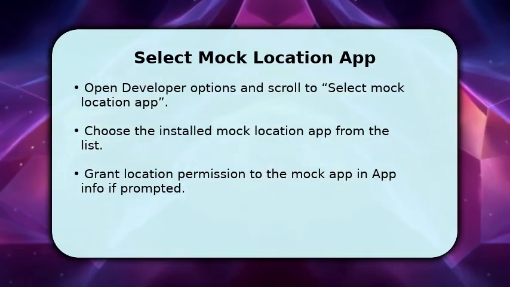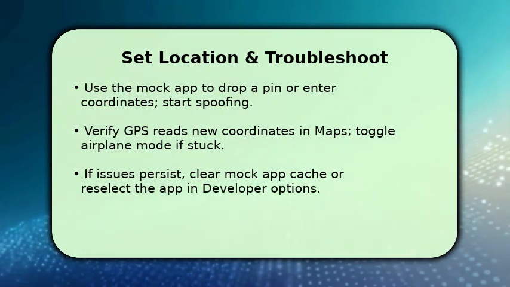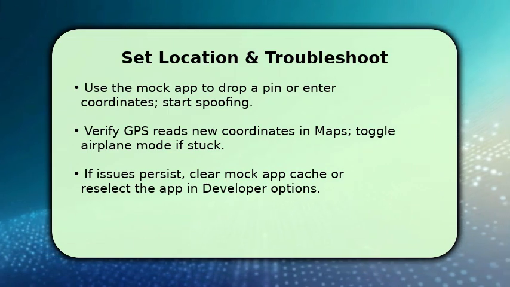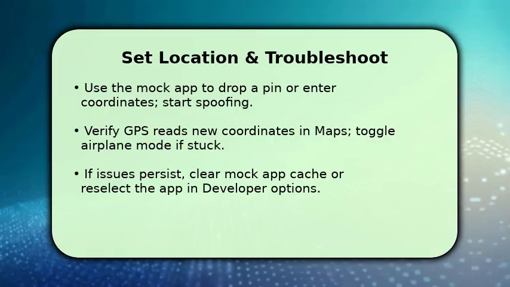Finally, you pick the fake location inside the mock app and activate it. Drop a pin or type coordinates, then enable spoofing. Check Google Maps or a GPS test app to confirm the device reports the new coordinates.